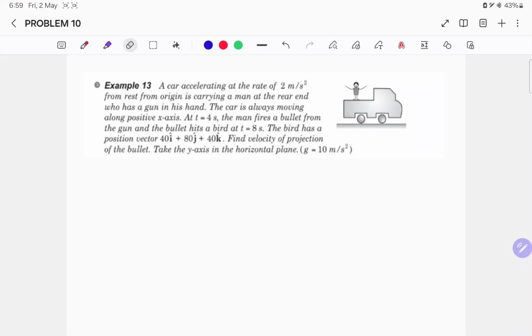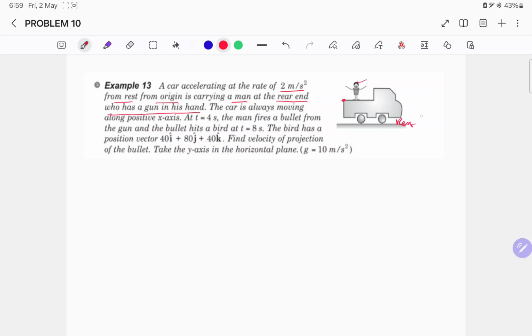Hello everyone. This is the 10th question in the series of JEE kinematics numericals. Here there is a car accelerating at the rate of 2 meter per second square from rest from origin, and in that car there is a man at the rear end who has a gun in his hand. This person is supposed to be somewhere here, and he holds one gun in his hand.